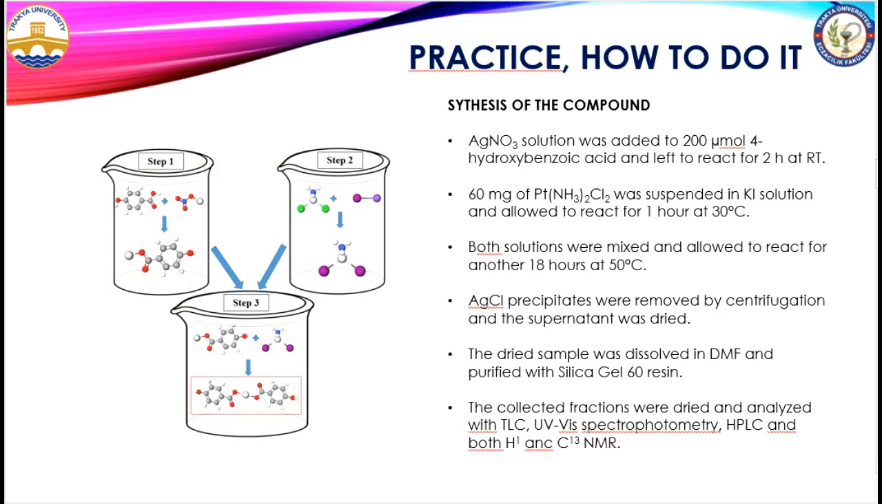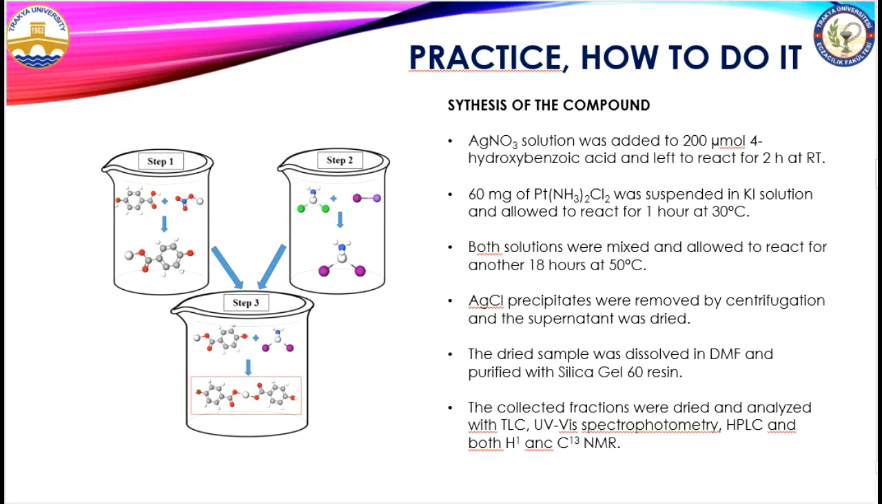Synthesis was completed in 3 steps. At the first step, silver nitrate solution was added to 4-hydroxybenzoic acid and left to react for 2 hours at room temperature. In the second step, 60 mg of cisplatin was suspended in potassium iodide solution and allowed to react for 1 hour at 30 degrees Celsius, and at the third step, both solutions were mixed and allowed to react for another 18 hours at 50 degrees Celsius.